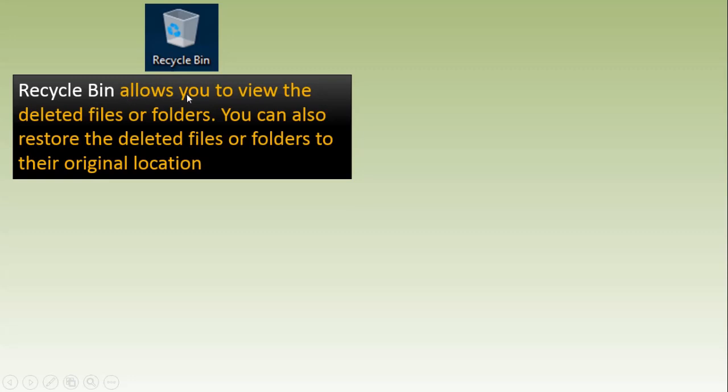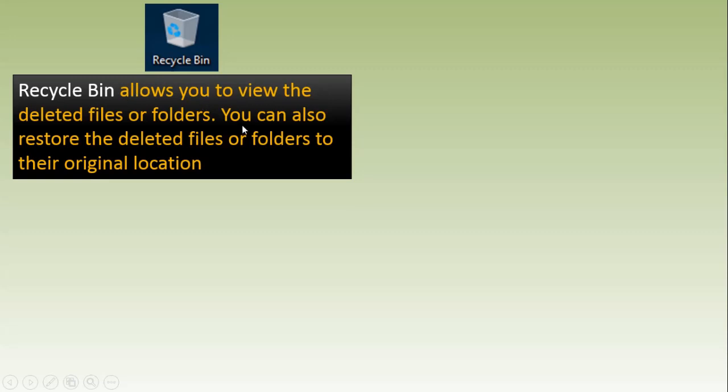Next is the recycle bin. The recycle bin allows you to view the deleted files and folders. Now suppose you do not want some pictures because they are bad, and then you delete them. When you delete any of your files, they will go in the recycle bin. If you have by mistake deleted something you didn't want to delete, then you can restore the deleted files or folders to the original location. From where you deleted, it will get restored and go in the same place, and it will get saved again.